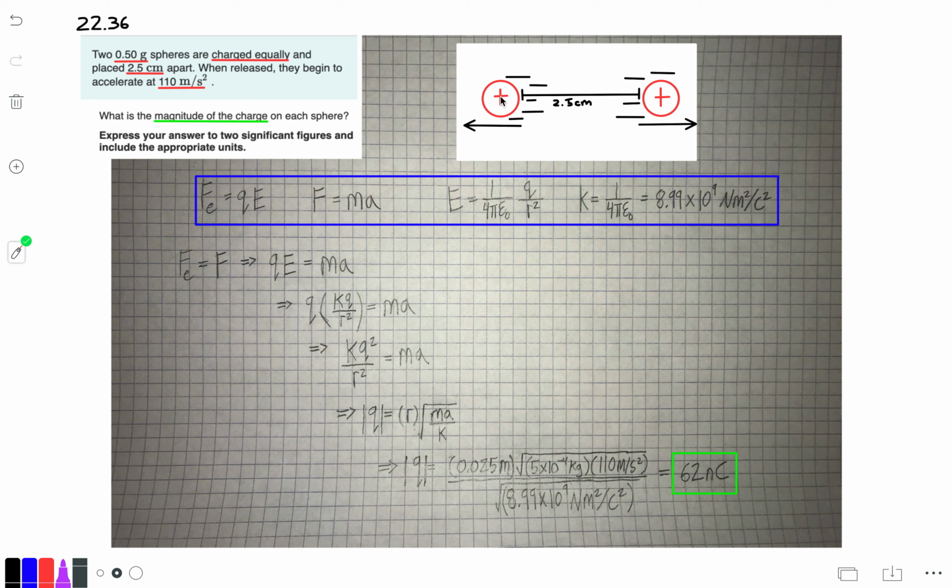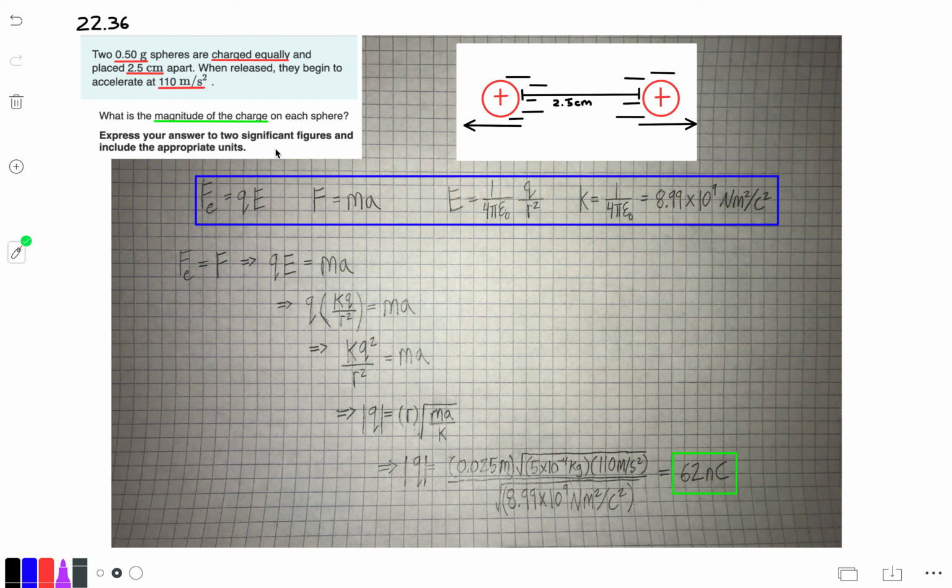In another scenario, you could have one be a positive charge and one be a negative charge. But since these spheres are, as stated, equally charged, I've decided to draw them as two of the same charge. So we have weight, acceleration, and the distance at which they're placed.